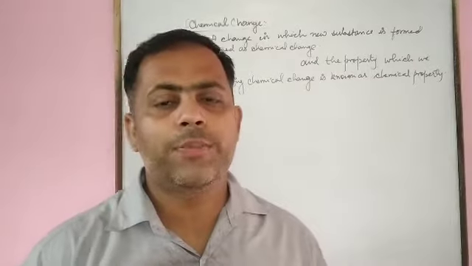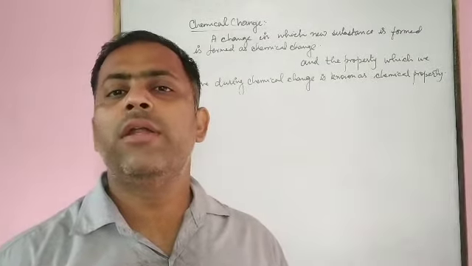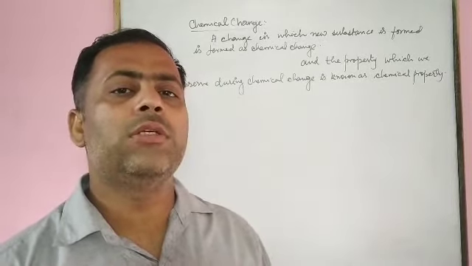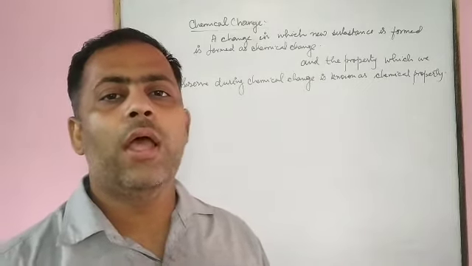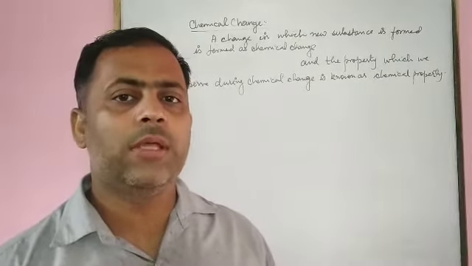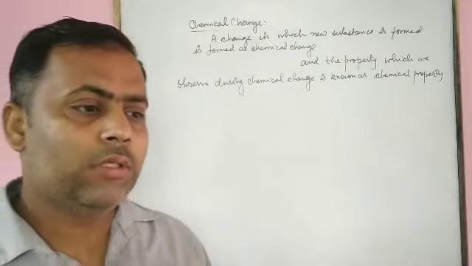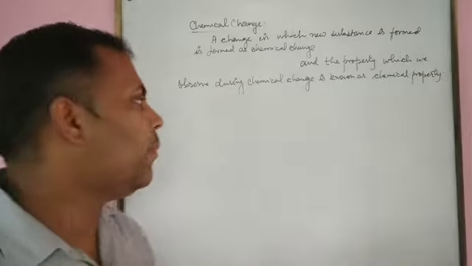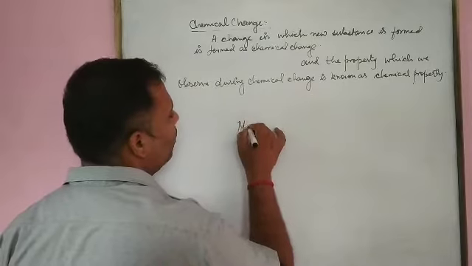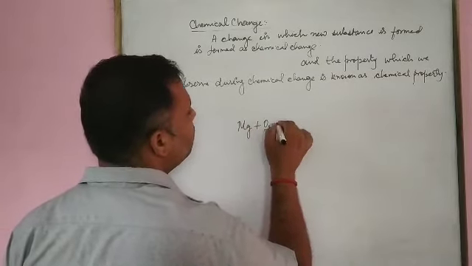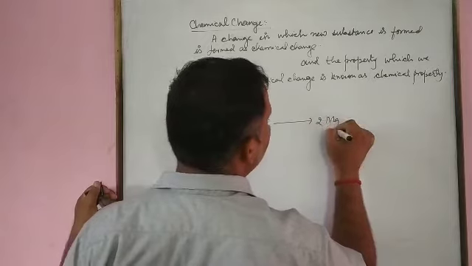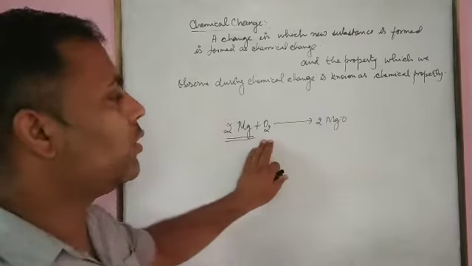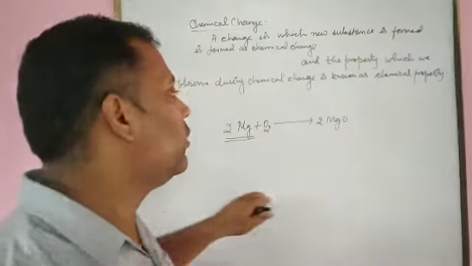I have explained that when during a change a new substance is formed, this type of change is termed a chemical change, and the property observed during the change is termed a chemical property. For example, burning of magnesium ribbon. When we burn magnesium ribbon, Mg plus O2 gives 2MgO. When you burn it, what did we get? We got magnesium oxide.